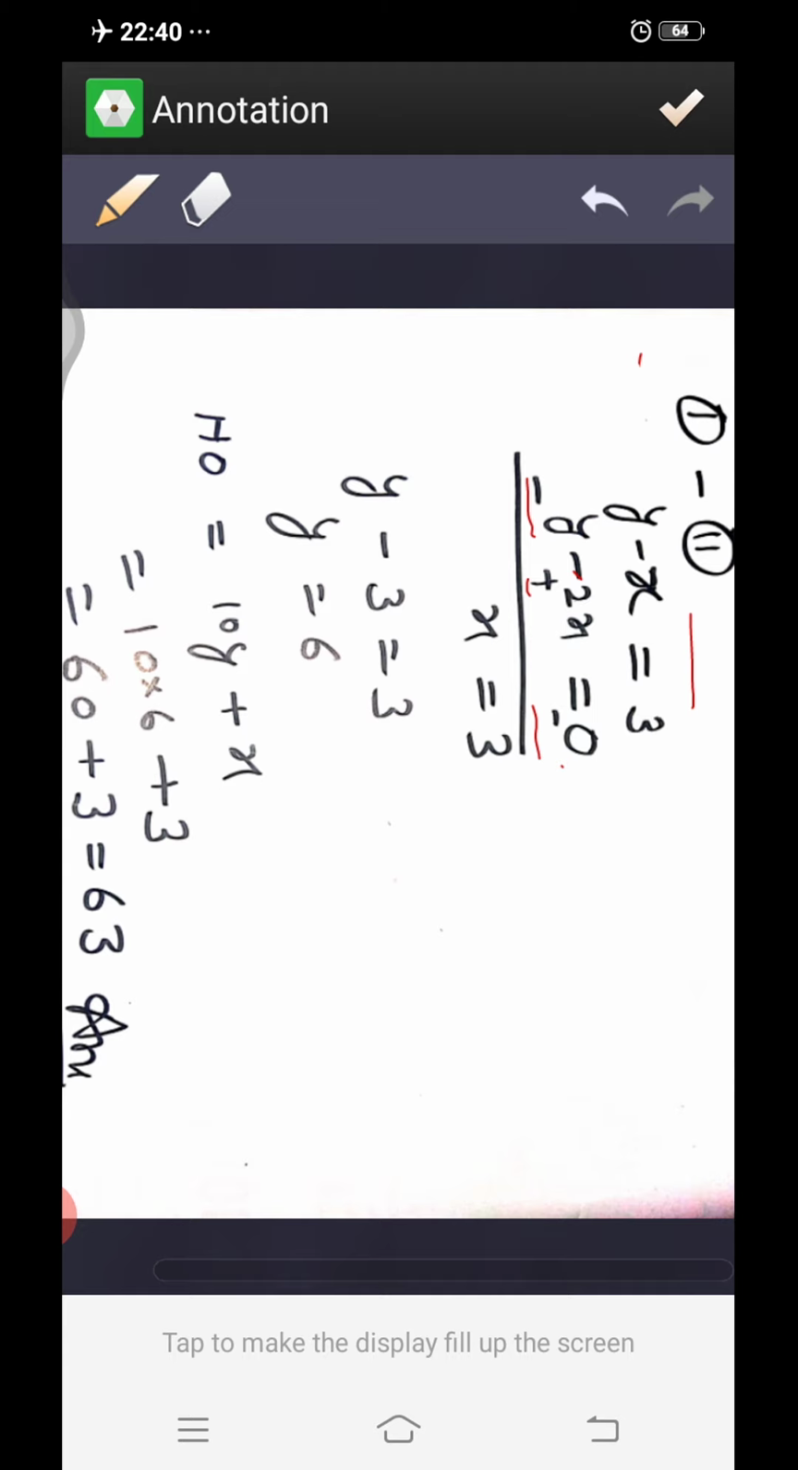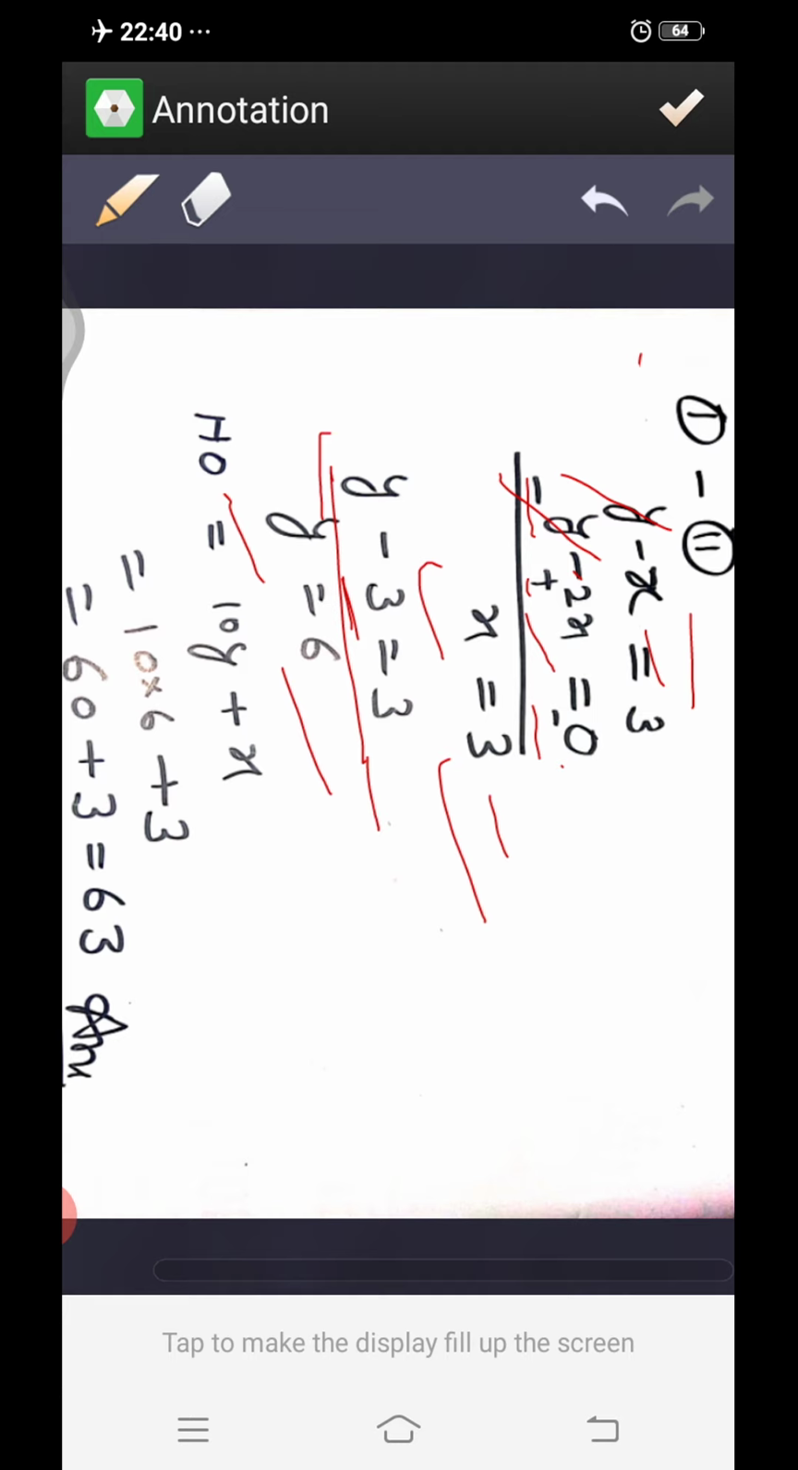Now we can see plus y and minus y get cancelled. Minus x plus 2x, we get plus x equal to 3. x equal to 3. We have got the value of x, that is 3. Now putting this value of x in equation number 1, that is y minus x equal to 3. So y minus x means 3 equal to 3. We get y equal to 6. Now we have got both the values x and y.